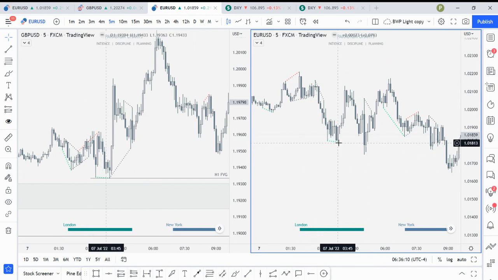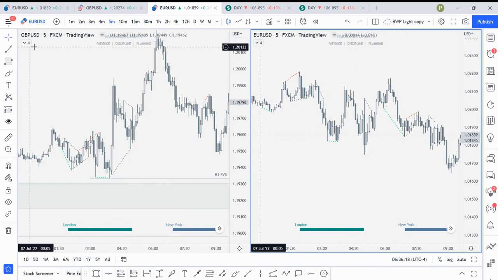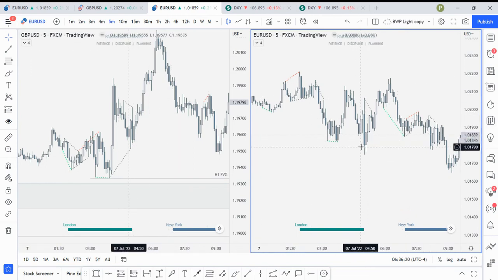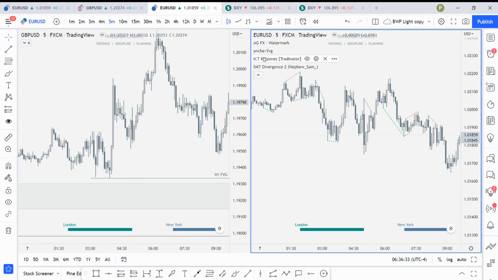This is another one right here. You can see the fake SMT divergences I was talking about if you are using this plugin. So don't trust the plugin. You need to take the concept into consideration and look at the timing in which it is occurring. Let me even disable this so that you don't get confused. Okay, it's cleaner now.